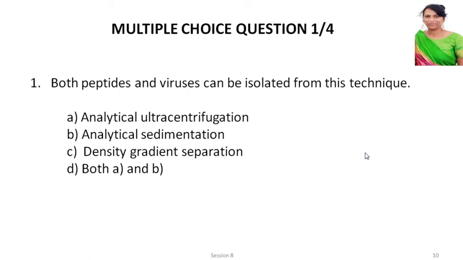Now let us move on to multiple choice questions. First one: both peptides and viruses can be isolated from this technique. Options are analytical ultracentrifugation, analytical sedimentation, density gradient separation, or both A and B. What do you think? You need peptides and viruses both. You can use sedimentation if you have lots of time. If you do not have time, you can use ultracentrifugation. So you can use both. The answer should be both A and B.